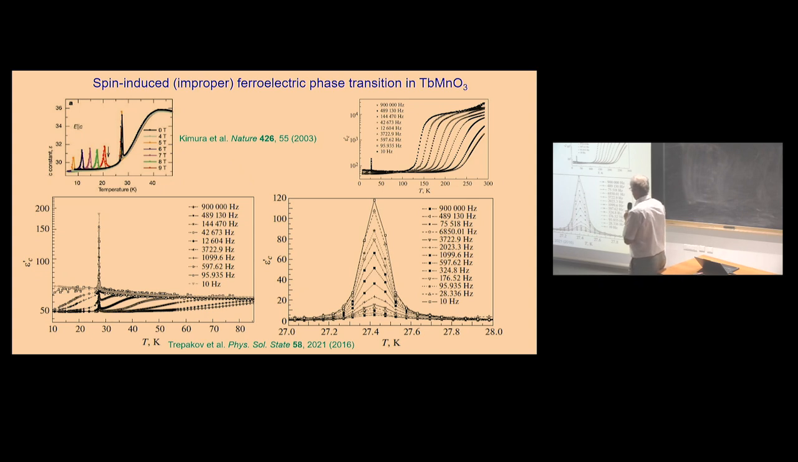What happens? Frequency dependence. The low frequency permittivity, 10 hertz permittivity, shows quite a large anomaly, but it's very narrow. Have a look, it is less than half a Kelvin. And then this position remains at all frequencies, but the intensity of this peak decreases. So this is a typical signature of improper phase transition. We have here this magnetic order which induces ferroelectricity, and you have strong dispersion, but very narrow, very small dielectric anomaly at TC.